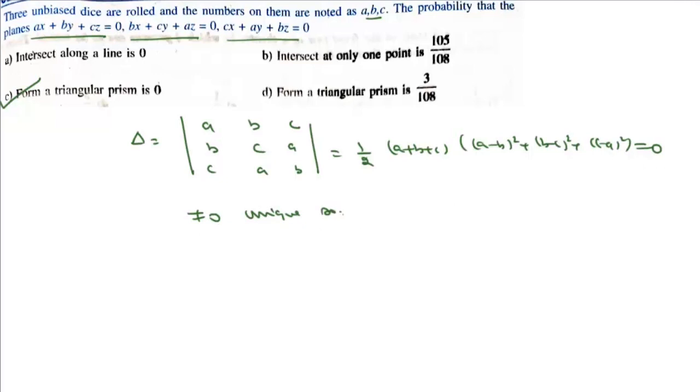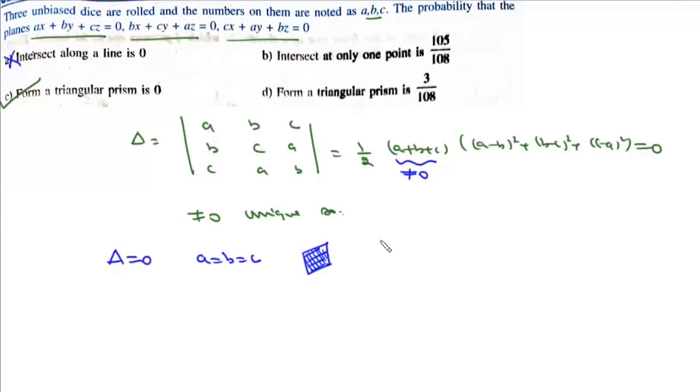Now clearly this A plus B plus C, it can never be 0. So this delta, it can only be 0 if and only if A equals B equals C. Now if A, B, C, they are all equal, in that case all the three planes, they'll be representing the same plane. So in that case also they won't intersect in a line. All the three planes, they'll be identical planes. So that means this option A, it is incorrect.